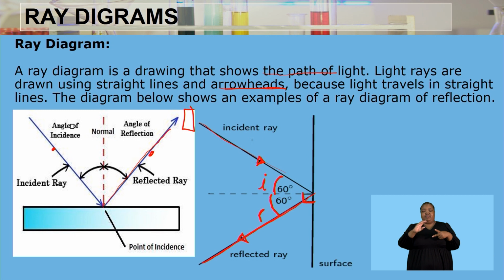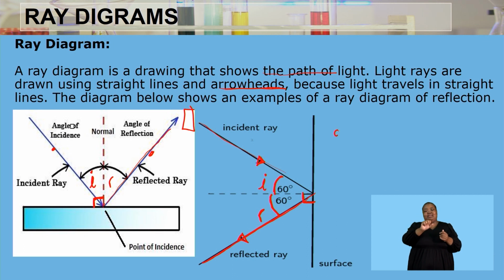Then the line drawn perpendicular to the surface, meaning that there's a 90 degrees angle there, we said that line is called our normal line. So the normal line helps us to measure the two angles. Because there's an angle between the normal and the incident ray, this angle here is called our angle of incidence, denoted by I. And the one between, again, the normal and the reflected ray, that's going to be given by small letter r to show that this is our angle of reflection. Remember, we said that those two angles are always going to be equal.